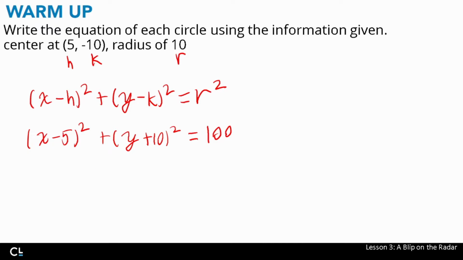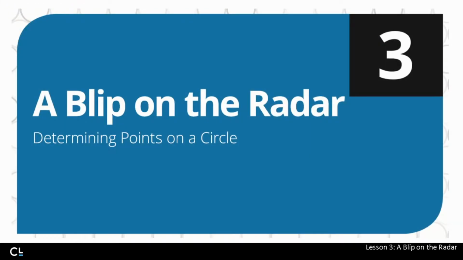So let's get going into our lesson today. Our lesson today is called a blip on a radar. We're going to be doing a lot with a radar. So think about radars that you may have seen in video games or radars in the army. And think about how it's all in a circular motion, right? Basically, if there's a blip on the radar, that's a point on a circle, and that's what we're going to be talking about today.